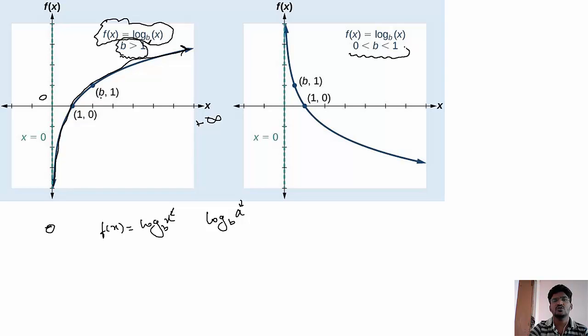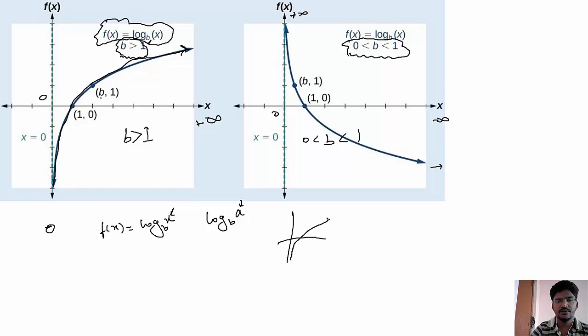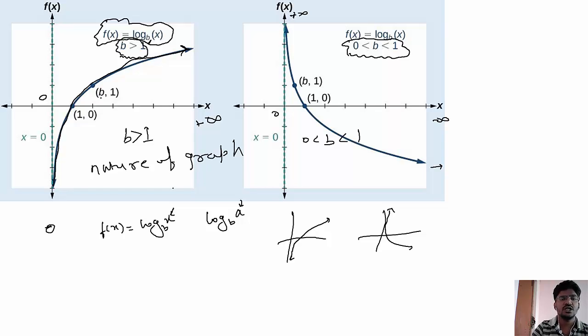If the base is in between 0 to 1, the graph changes its nature. It will again be from 0 to positive infinity, but on the y-axis it starts from positive infinity, and here it goes towards like this. So this is the nature of log whenever b is in between 0 to 1. This is whenever b is greater than 1. Clear? So these two are the natures of the graphs, whenever b is greater than 1, and here whenever b is in between 0 to 1.